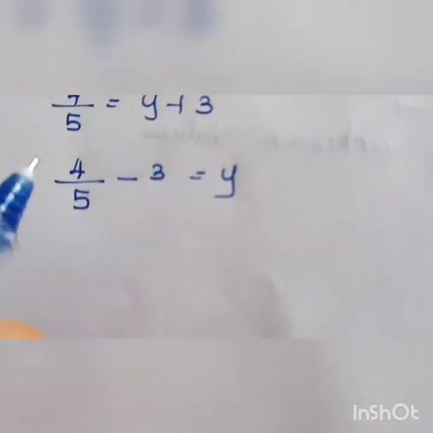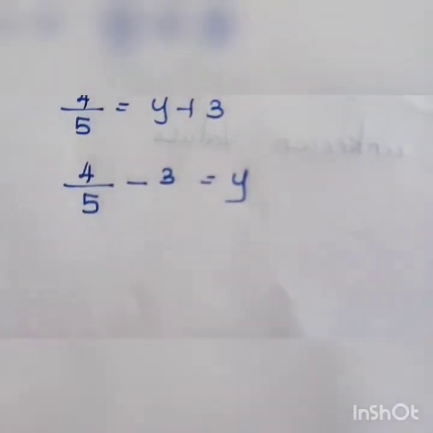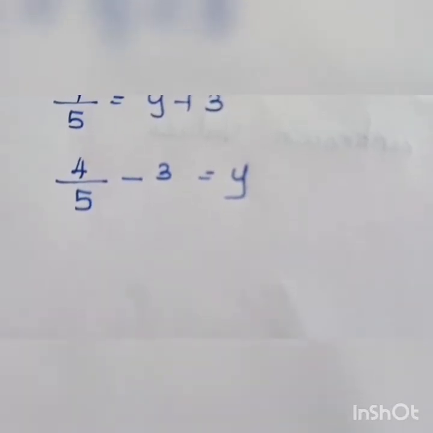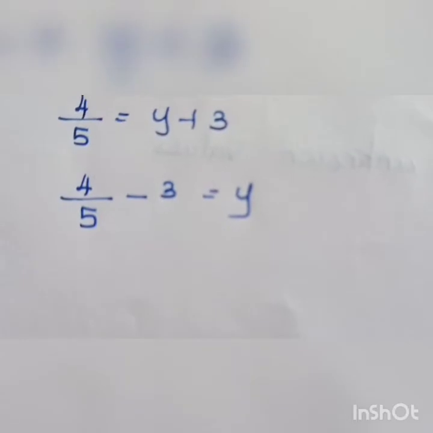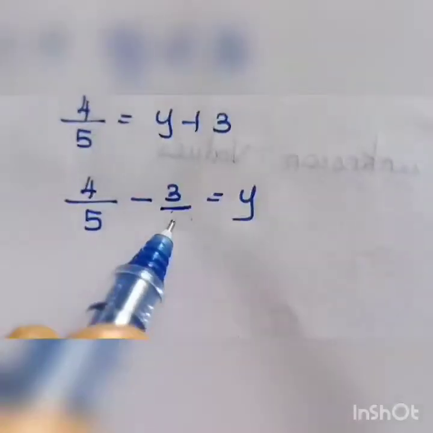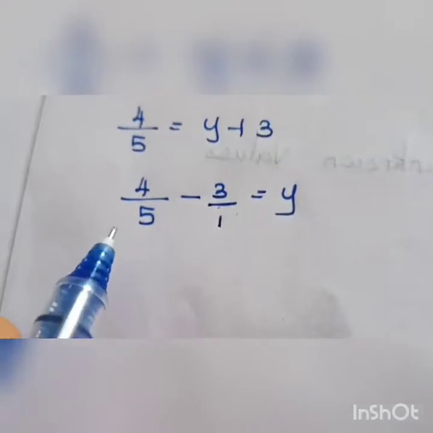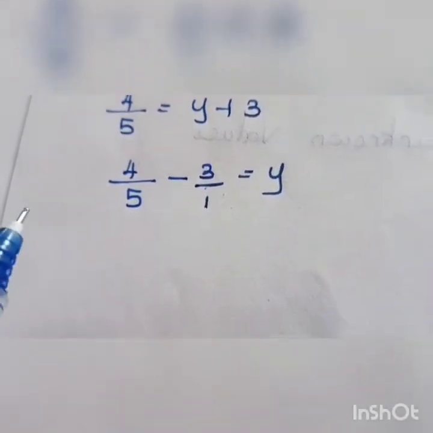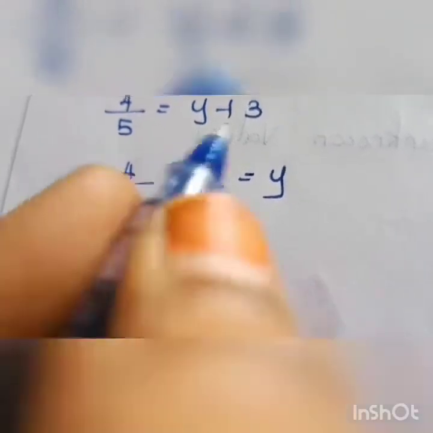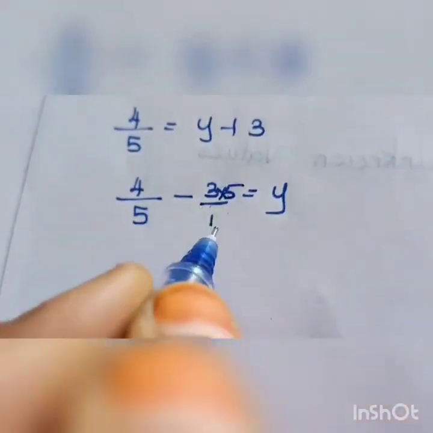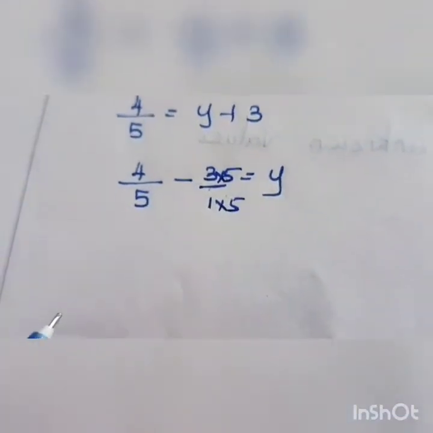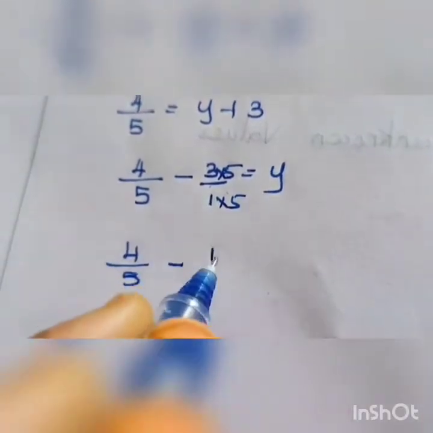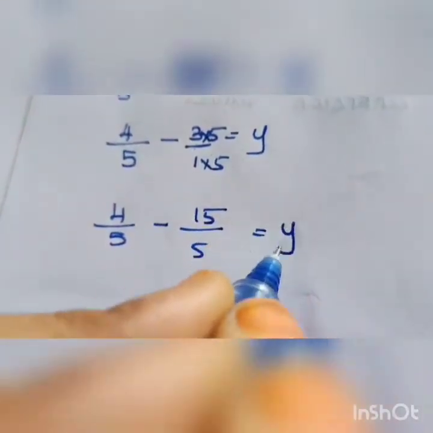It becomes minus 3. So see here, we can't directly subtract the numerators, because the denominators should be the same. If we want to subtract the numerators, the denominators should be the same. But here it is not the same. Here it is 5, here it is 1. If we take the LCM of 5 and 1, we get 5. So both sides we multiply by 5, so it is also converted into 5. The denominator becomes 5. So 4 by 5 minus 3 5s are 15, 15 by 5 equal to y.